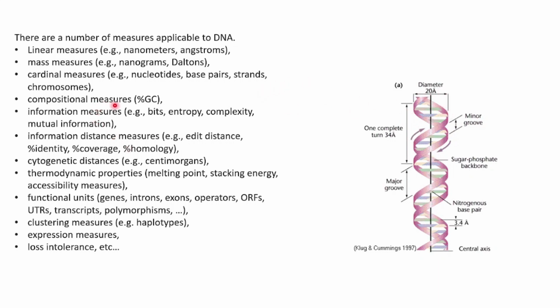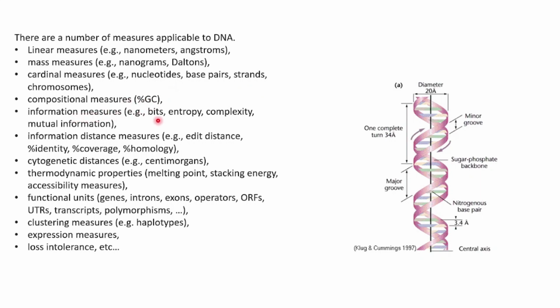We can use compositional measures. We can use percentage of GC. So if you have done a PCR reaction, when you are designing primers yourself, you have to calculate the percentage of GC in the primers to check if they will properly attach to your genome, or whatever you're trying to amplify. So that's also very popular, percentage GC.